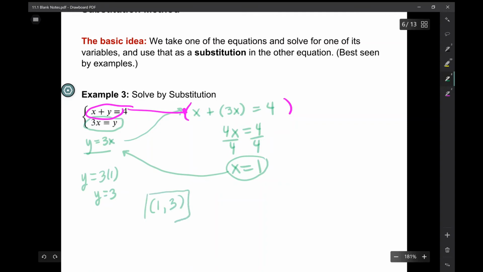It's always a good idea to check your answers in both equations when you're solving systems of equations. So let's do a quick check over here. The values 1 and 3. Is 1 plus 3 equal to 4? Yep. Is 3 times 1 equal to 3? Yep. So I checked in both of my equations.